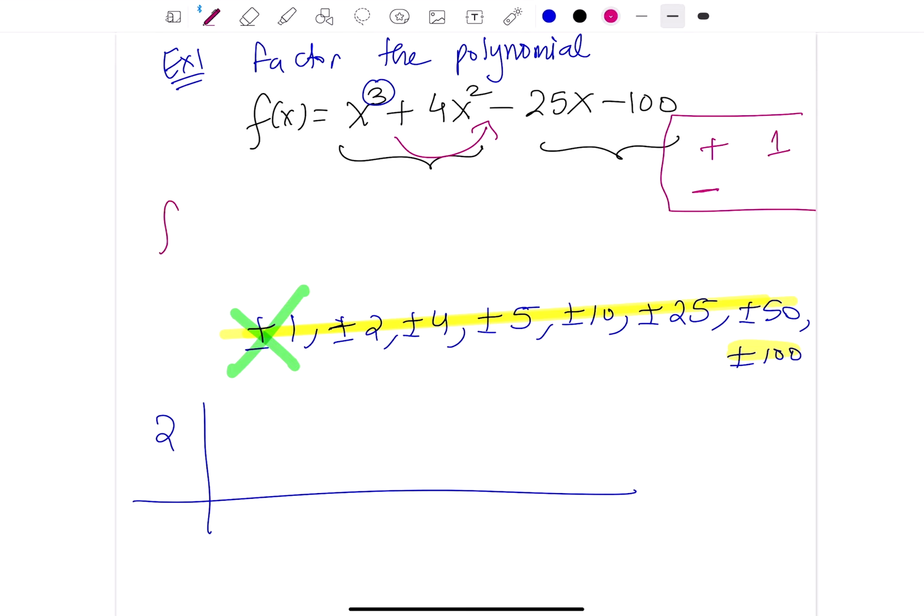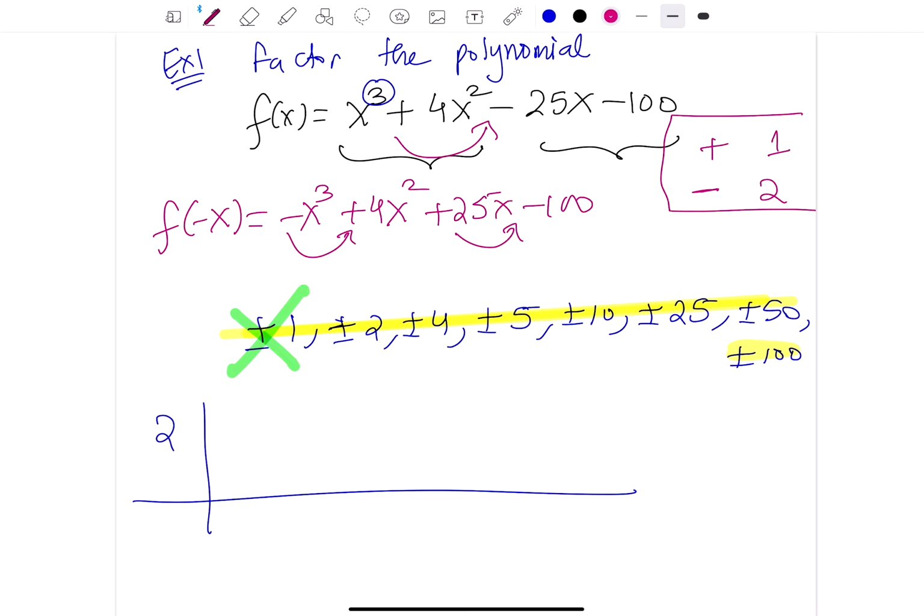Okay. f of negative x will be negative x to the third plus 4x squared plus 25x minus 100. Right? So how many sign changes do we have here? 1 and 2. So there's going to be 2 negative zeros, 1 positive zero. There could be 2 or 0 negative zeros in this case. Right, so let's go ahead and try 2 here for synthetic division.